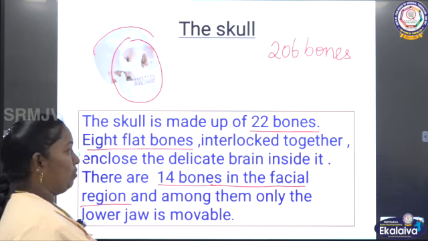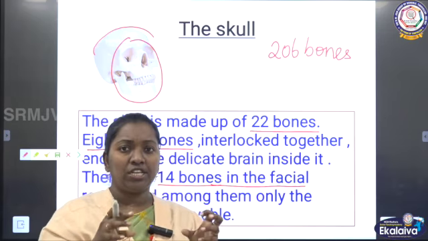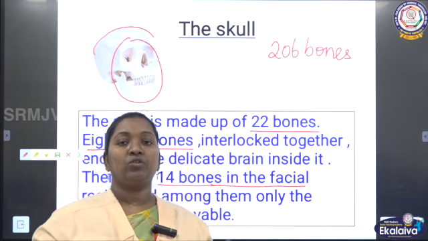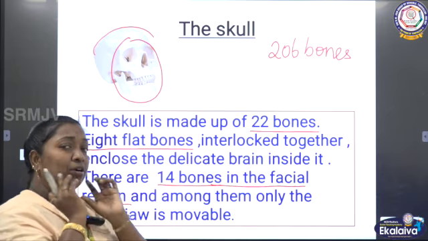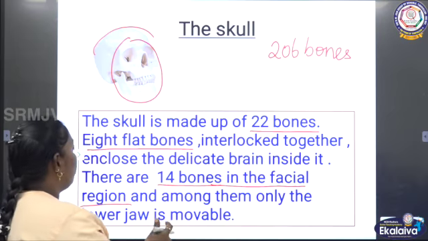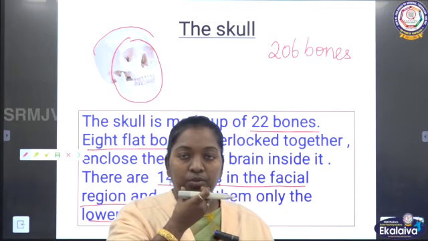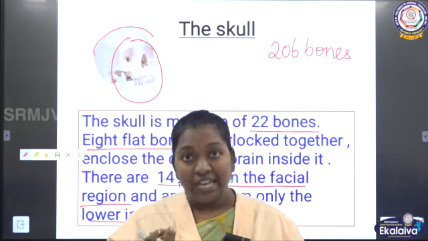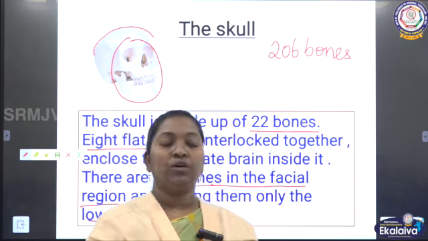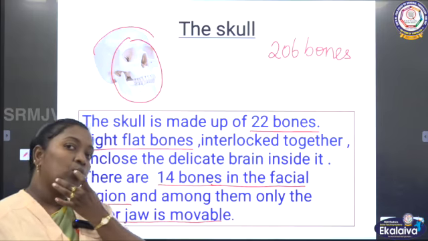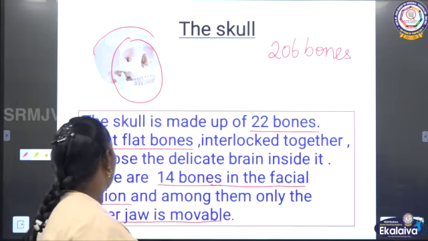Since all the flat bones and facial bones are interlocked with each other, these can be called immovable joints. You can call them immovable bones. Apart from these, only one bone in the head is mobile, which is called the lower jaw. Since it is mobile, we are able to talk and eat. Because of this, only one bone in the skull is able to move. So the remaining are all immovable. The lower jaw alone is movable, enabling us to eat and talk.